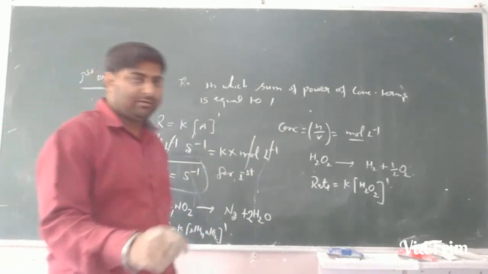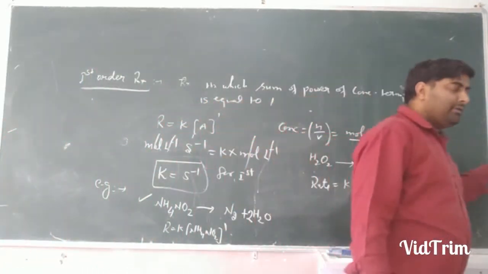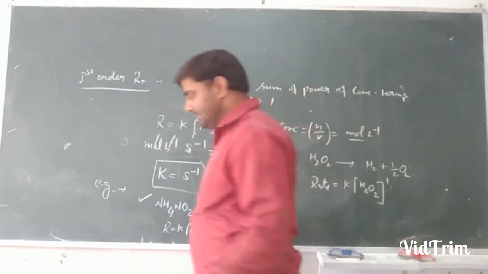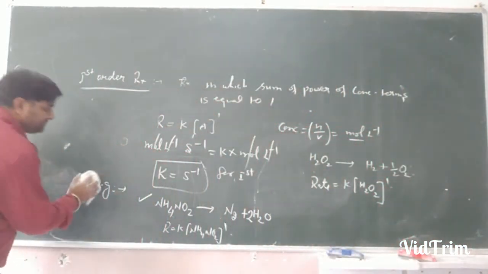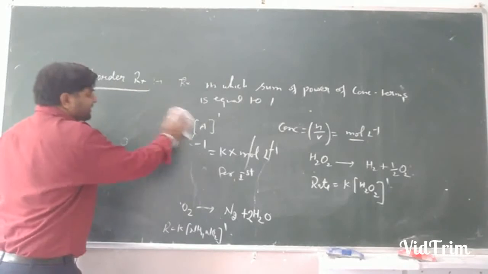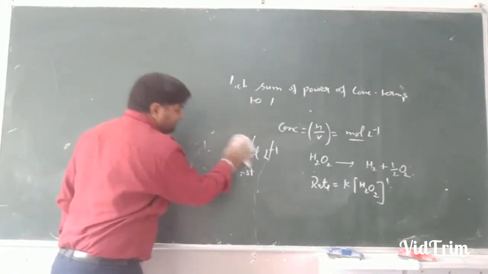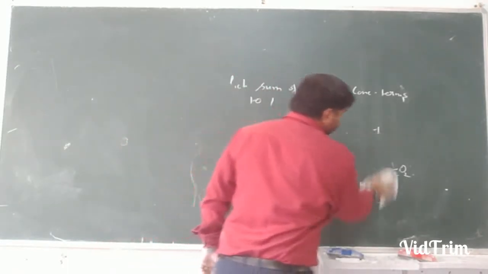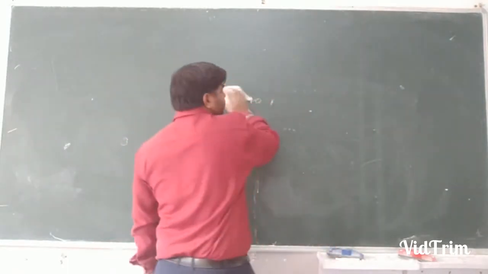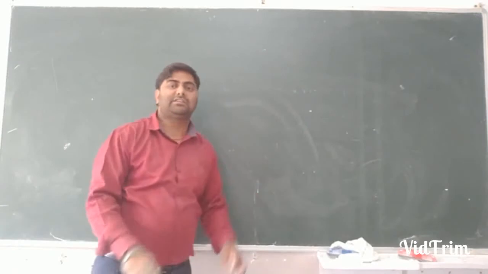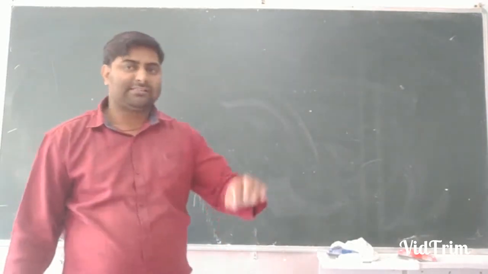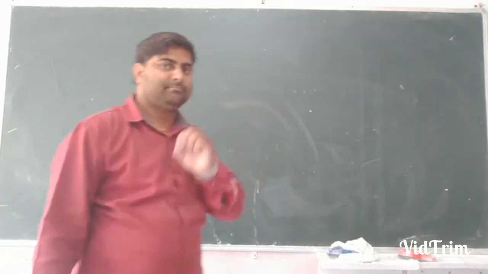So keep in mind, the unit of rate constant for a first order reaction is per second. This is a first order reaction. Now, second order reactions are those reactions in which the sum of powers of concentration terms in the rate law expression is 2.